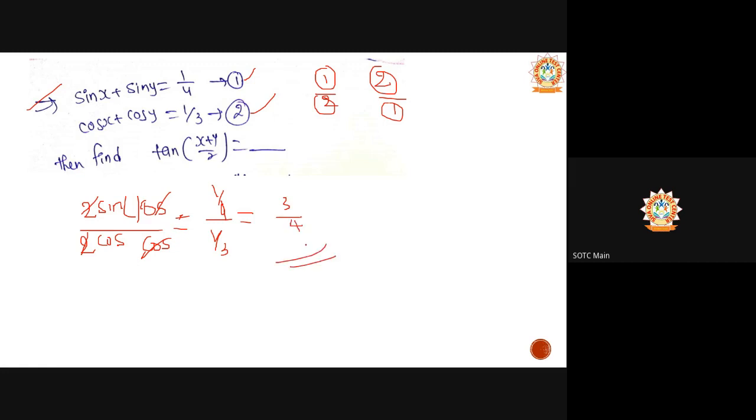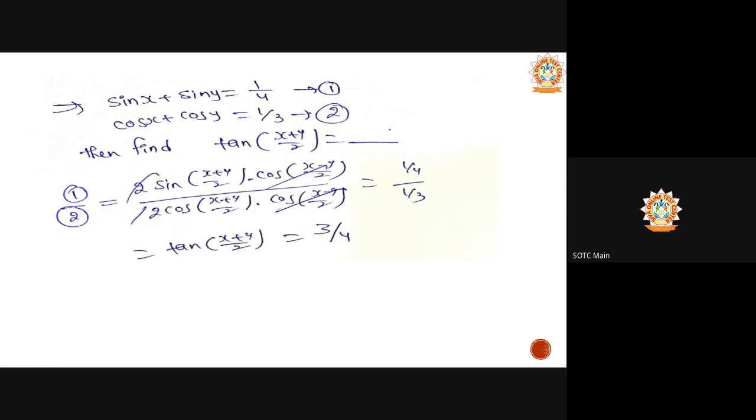Like that, there are two possibilities. Whether it is equation 1 by 2 or 2 by 1, you can check the answer here. Equation 1 by 2: if you do sin x plus sin y, it will come 2 sin of x plus y by 2 into cos of x minus y by 2. And 2 cos x plus y by 2, cos of x minus y by 2.